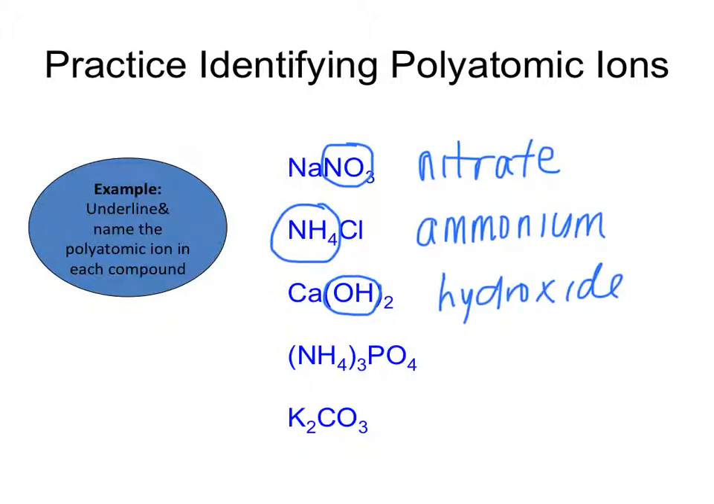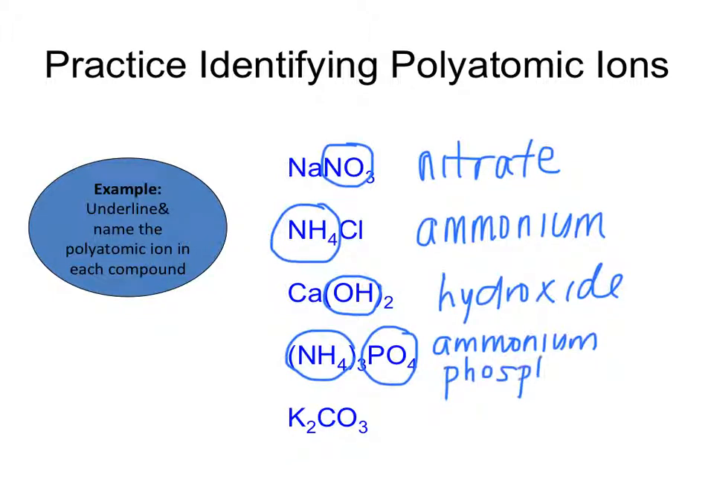In the fourth example, there is the ammonium ion again, but then you will also see that there are two capital letters after that. So this is one that has two polyatomic ions, and that is phosphate. And then the last example, the two capital letters are sitting next to each other in the back half, and that is carbonate.